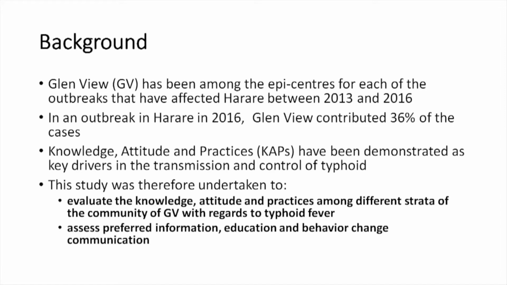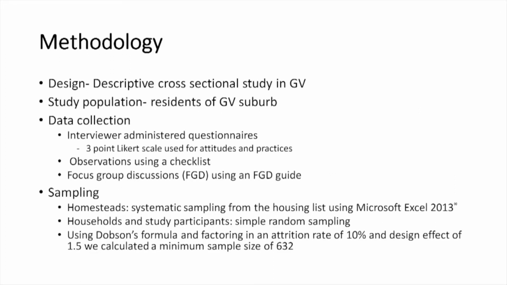So our study setting was in Glenview. It has been among the epicenters of typhoid between 2013 and 2016. In an outbreak last year, in 2016, it accounted for about 36% of the cases. Knowledge, attitudes, and practices have been demonstrated as key drivers of the transmission and control of typhoid. So we aimed to evaluate the knowledge, attitudes, and practices among different strata of the community of Glenview with regard to typhoid fever, and to assess the preferred information, education, and behavior change communication for typhoid.